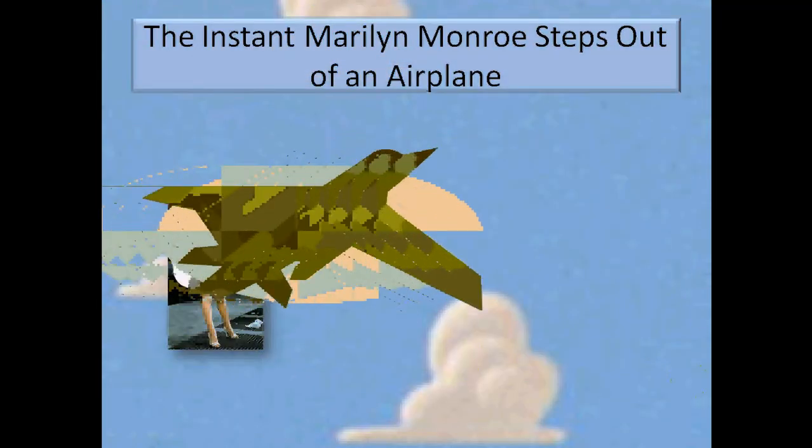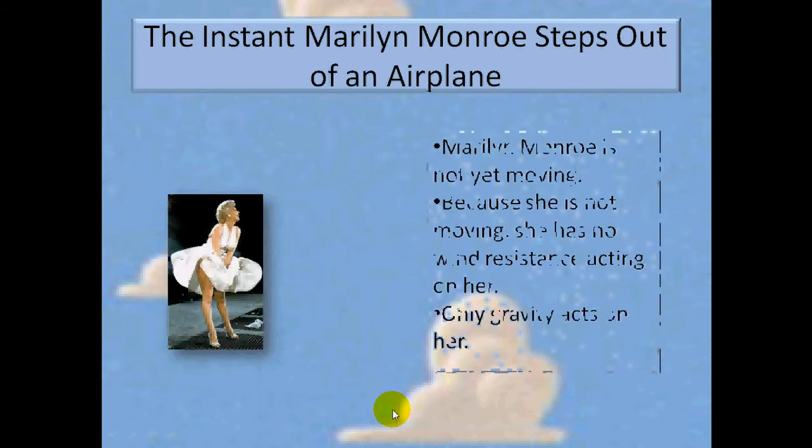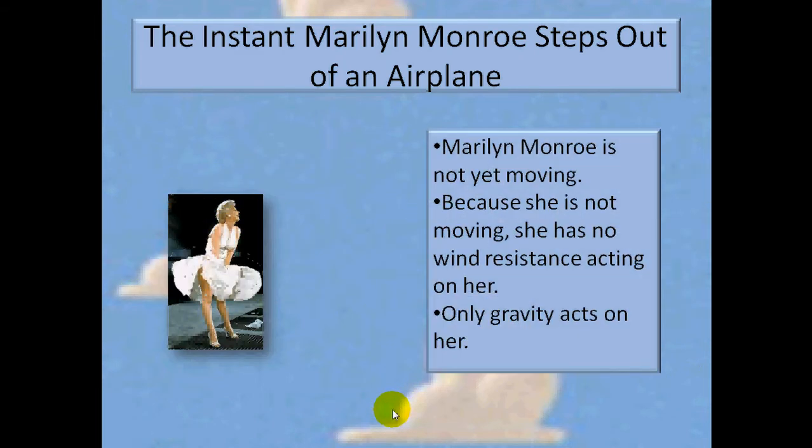We're going to talk about terminal speed and terminal velocity. So here we have Marilyn Monroe. She just jumped out of an airplane and she is in the atmosphere. Because she's in the atmosphere, we're going to take into account wind resistance in this problem. The instant Marilyn Monroe jumps out of the airplane, she's not yet moving. And because she's not moving, she has no wind resistance acting on her.